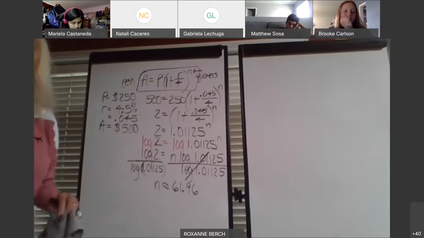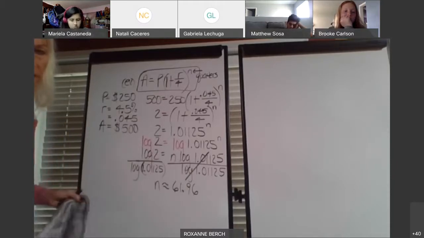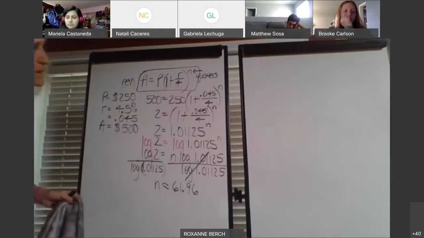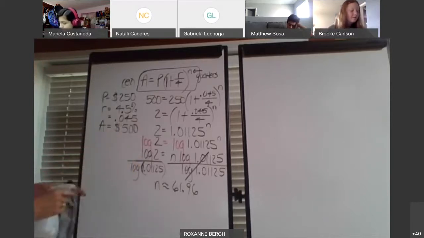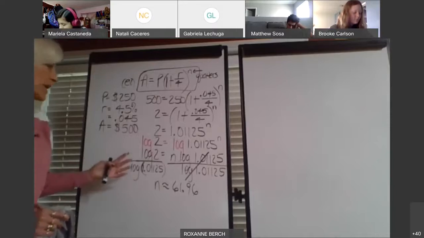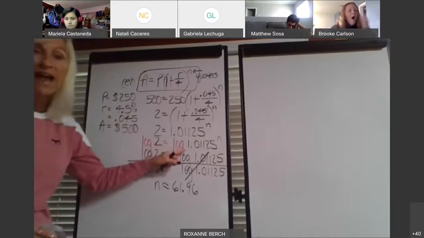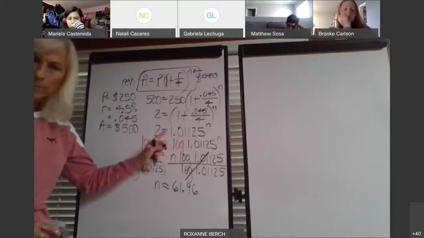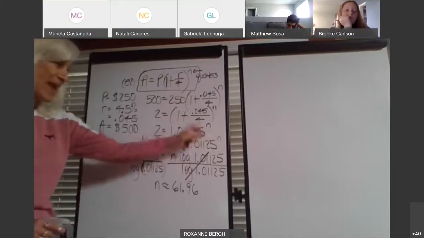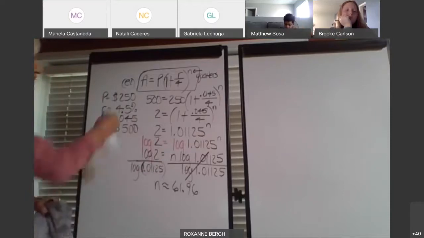I'm going to work one more example. Is it okay if I erase this? Looks horrible, but not that bad. So here, I could have used log base 1.01, but I didn't. I used it to get n down using the power property.